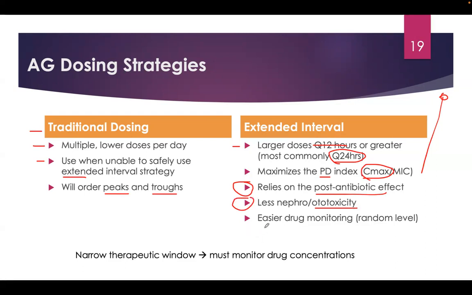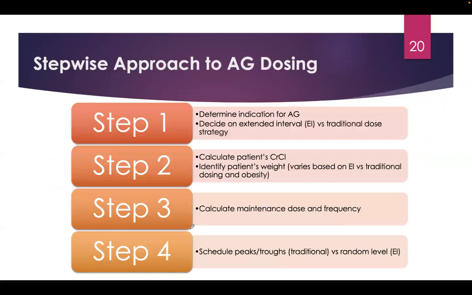And we don't have to get a peak and a trough. What we'll do is 12 hours after the dose, we'll get a random level. And we put that into a nomogram known as the Hartford nomogram, which was created by a gentleman, Dr. David Nicolau. He's a colleague of mine that I've been able to do some local research with.